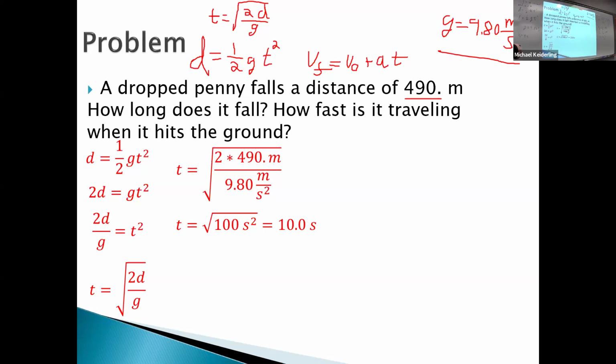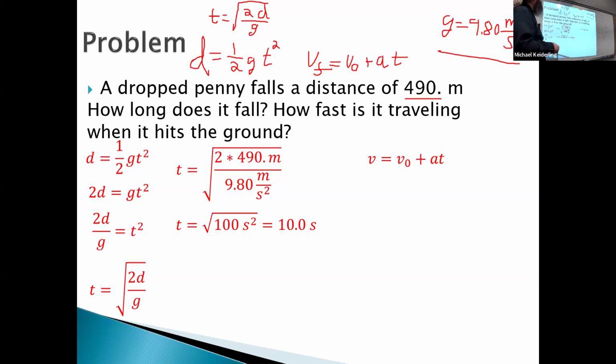Now, in reality, it won't fall that far because air resistance will slow it down. But that's the theoretical distance. Now we can figure out how fast it's going when it hits the ground.